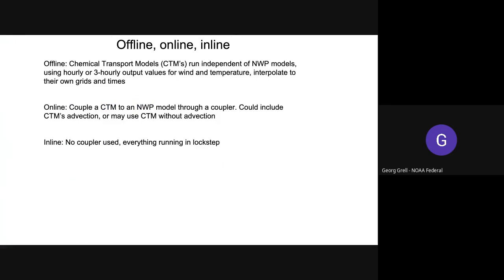Most folks will know the difference between offline and online. Because of computational expense, offline used to be used as a primary approach in the past, where you have a chemical transport model, a CTM, run independent of an NWP model, only using hourly or three-hourly output times. Quite often, even only snapshot values, which is, of course, introducing many additional errors. Online and/or inline approaches run CTMs coupled with NWP models with various degrees of consistency. Online and/or inline can mean the same thing, although inline is usually only used if no coupling infrastructure is applied. Do we really need online approaches?